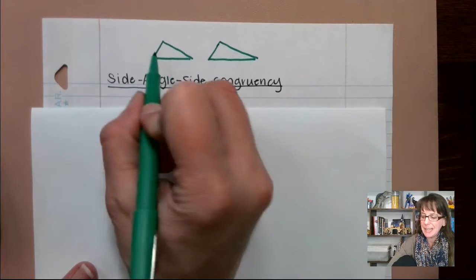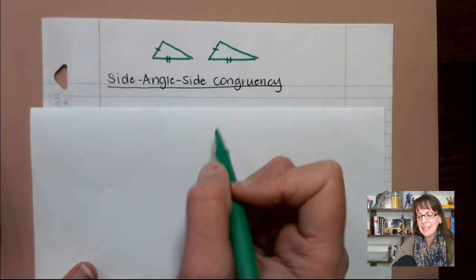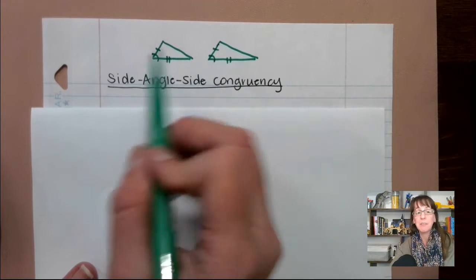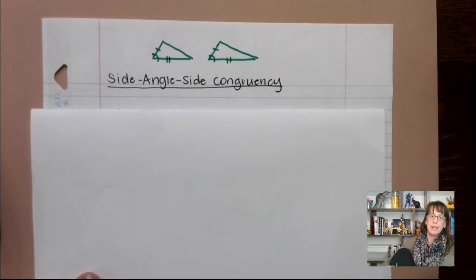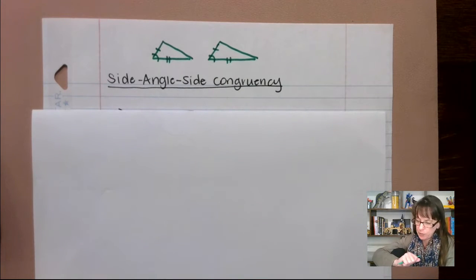But let's say we got this side is congruent to this side is congruent to this side. This angle right in here between those is congruent to this angle. I can say, well, then these two triangles are congruent. There's no other way around it. You can't have two sides and the angle in between them congruent without the triangle itself being congruent.